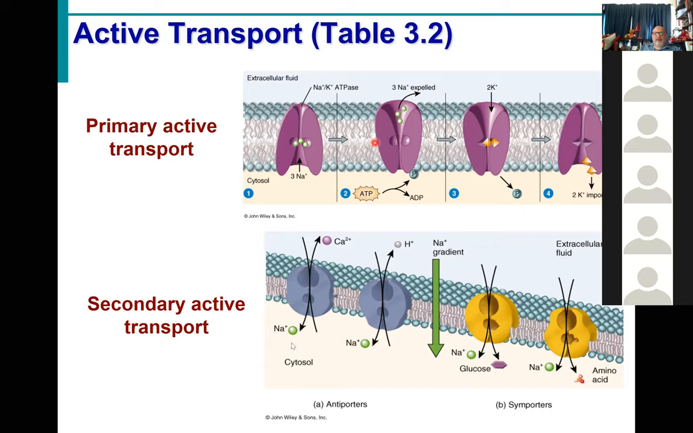Now, in this case, notice ATP is not binding to these. What we are doing is sodium wants to come in the cell, and since sodium wants to come in the cell, we are able to use the energy of the sodium coming into the cell to spin these proteins so that they can do work, either kicking other things out or bringing other things in, right? And how are they coming in? Are they coming in because of the gradient? Because sodium's doing the work.